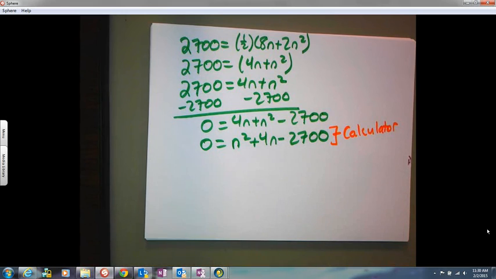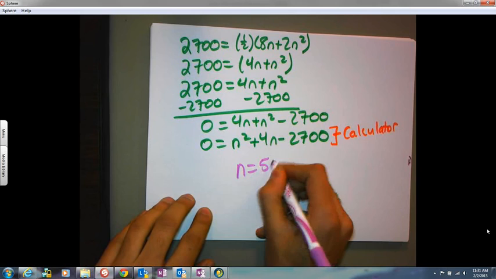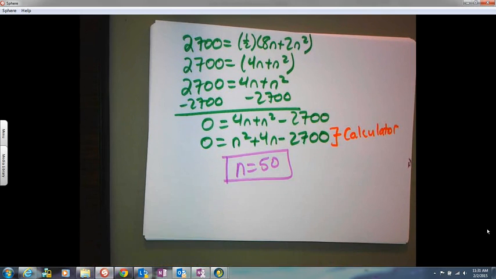If you actually graph this, you'll find two roots. One of them will be positive, one will be negative. I would hope you all would know that it's not possible to have a negative number of terms. So you need to pick the positive one and you get 50. And that's the final answer.